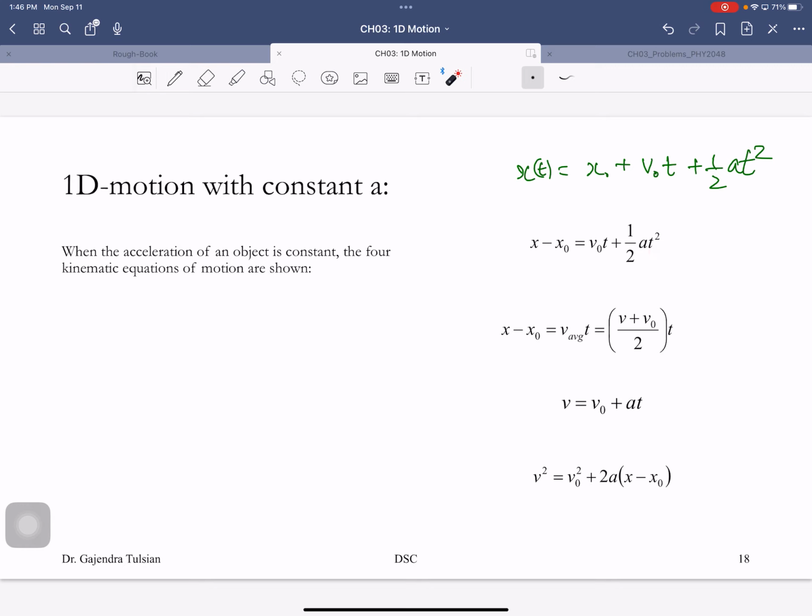And here's again position. When the acceleration is constant, your average velocity can be calculated like this: final velocity plus initial velocity divided by 2, times time. Your velocity as a function of time: velocity is a linear function of time. And here's another formula. What this gives you is your final velocity squared is equal to your initial velocity squared plus 2a times the displacement. So here's a formula giving you your velocity as a function of your position.